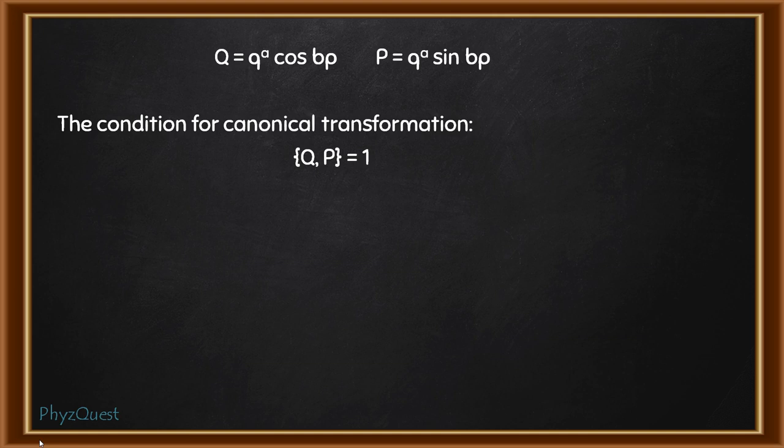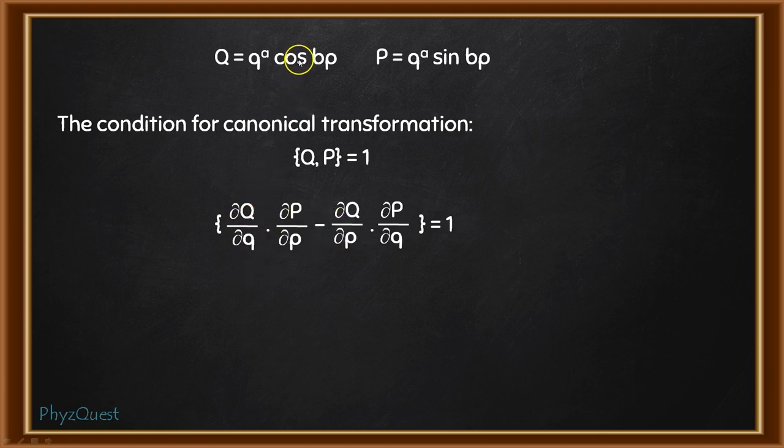So just expand it, which will be del capital Q by del small q into del capital P by del small p minus del capital Q by del capital P, small p into del capital P by del small q is equal to 1. So now we have to individually take the partial derivative of each of them. So del capital Q by del small q will be, when we carry out the partial derivative of this with respect to small q, only differentiation will take place for this.